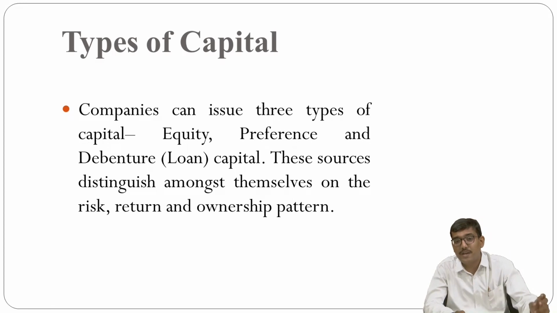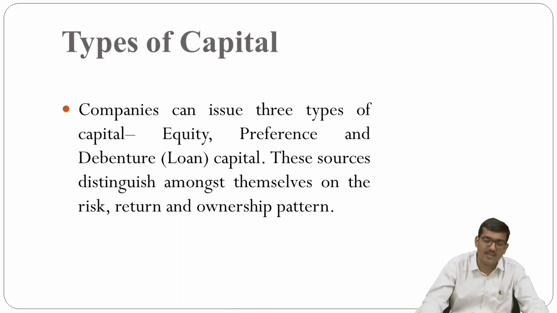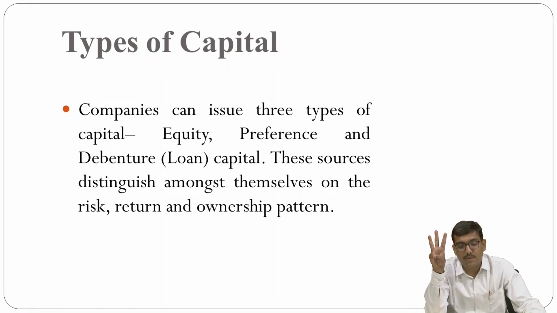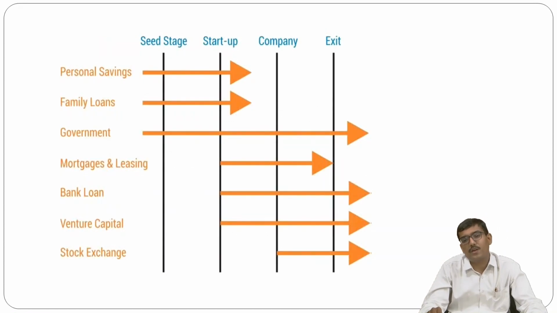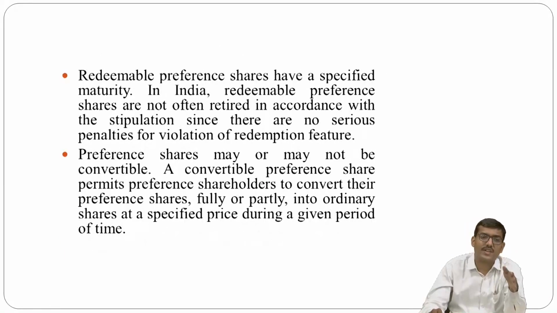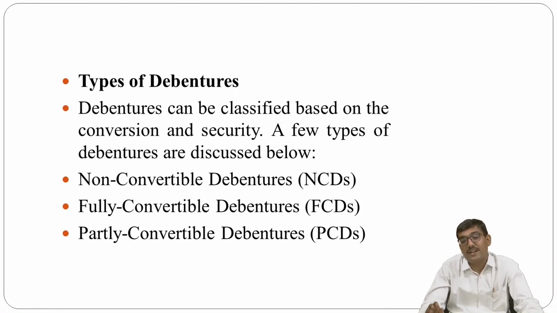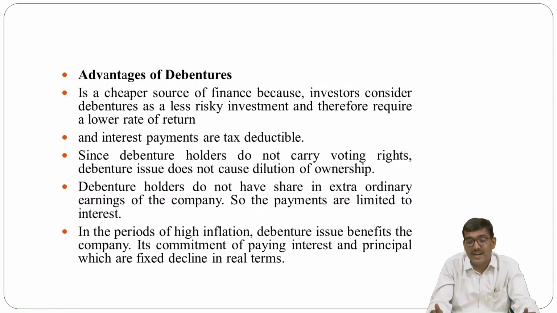Why are these most important? Because these sources distinguish among themselves on risk, return and ownership pattern. That means the three main capital sources for the company, equity, preference and debenture capital, are distinguished by risk, return and ownership pattern. Amongst that, we discussed this chart, then equity capital, debenture capital and preference capital. In debenture capital, we discussed the different types of debenture: convertible, non-convertible, fully convertible, partially convertible. Then we discussed the advantages of debentures, then the disadvantages.